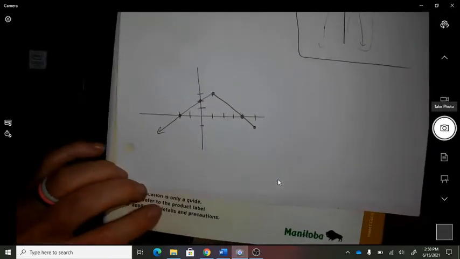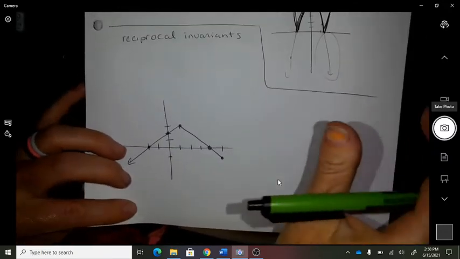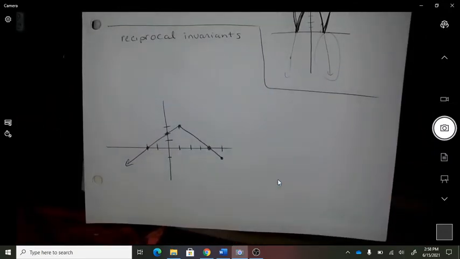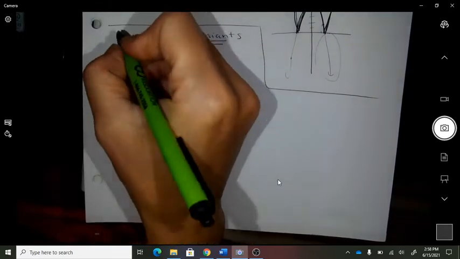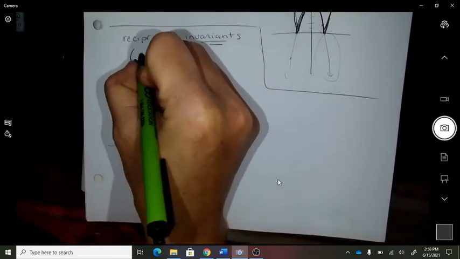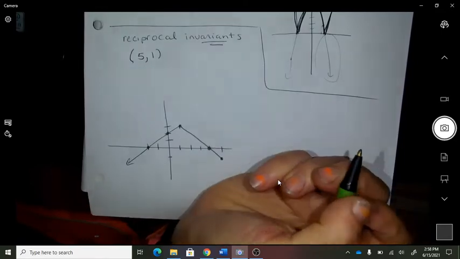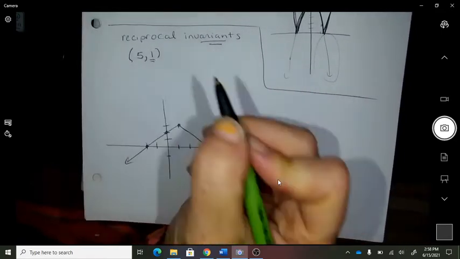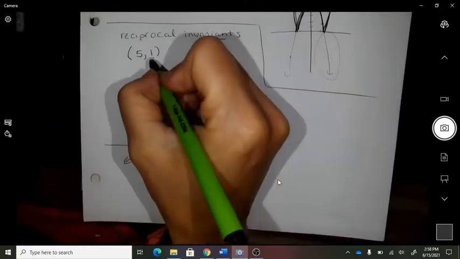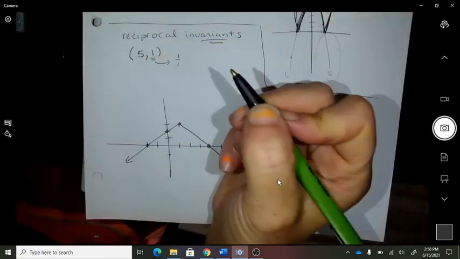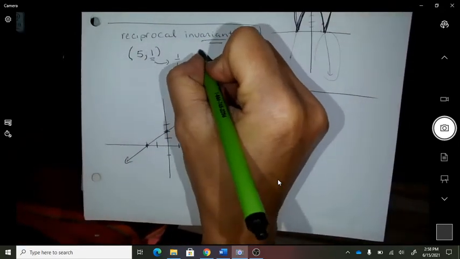Okay, next topic is reciprocal functions. So my first question was to talk about how do you know when a reciprocal has an invariant point? An invariant means something that's not going to change. So for an example, if you ever had a coordinate (5, 1), we always look at the y, the height, and to reciprocate, 1 changes to 1 over 1, which is not changing.